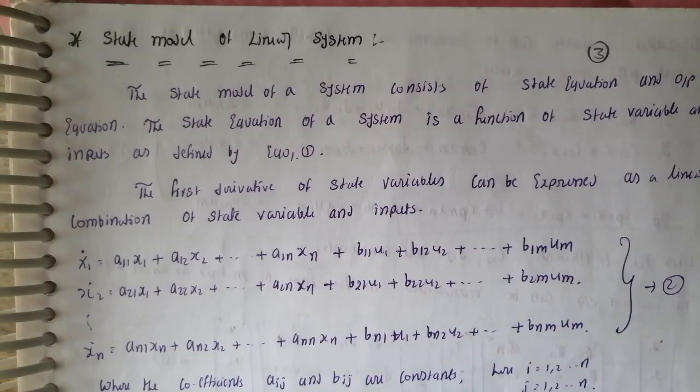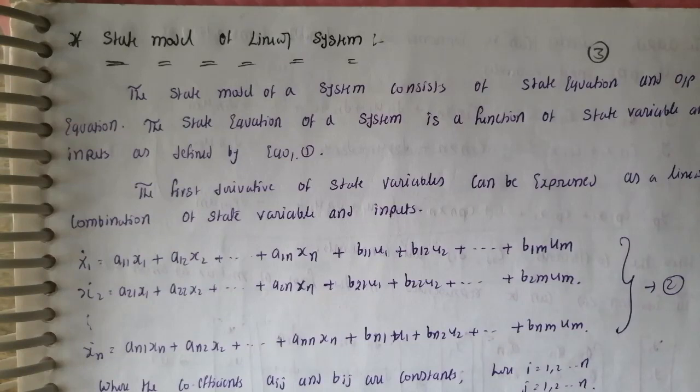Now let me see the state model of a linear system. In this system, we can design how the state model will be. Generally, in state space analysis, the state model consists of two equations. One is the state equation, and the other one is the output equation. We recently discussed that the state equation is a function of the state variables and input variables.